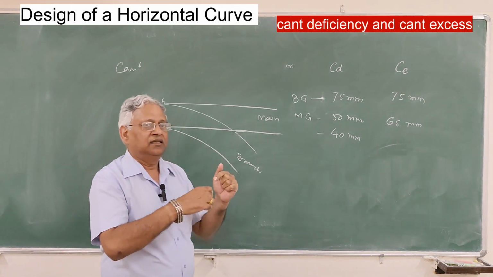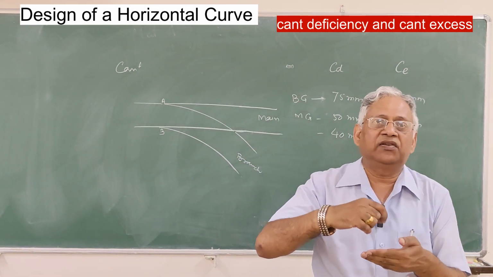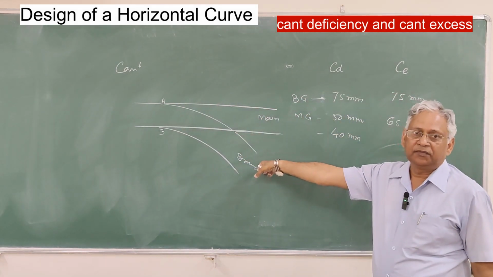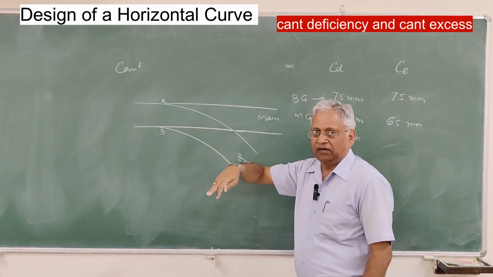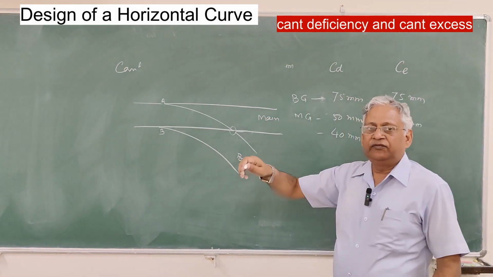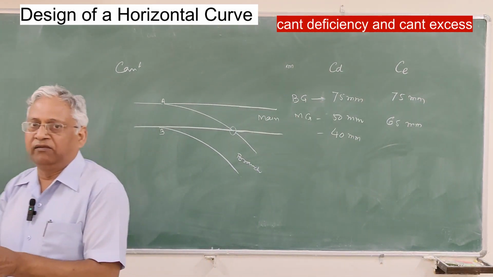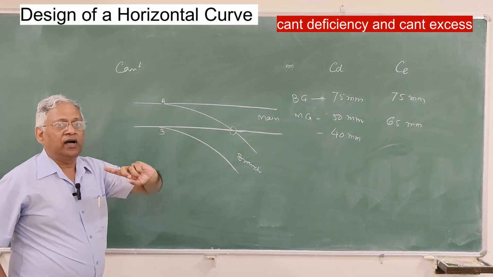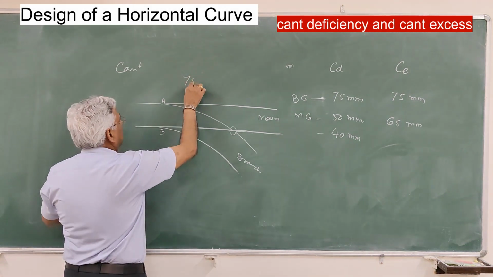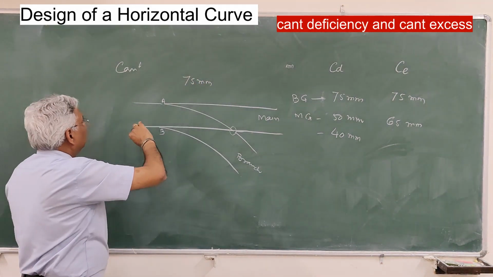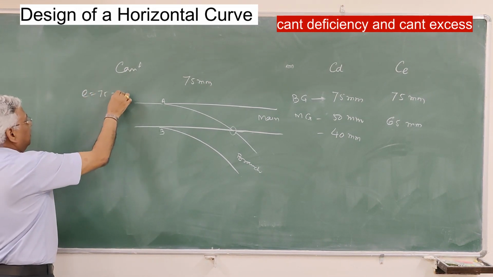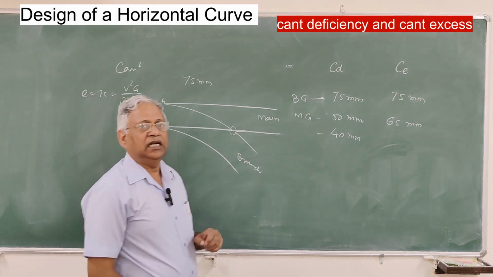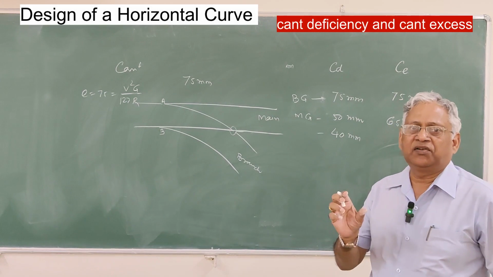Now in this case, the advantage of Cant deficiency is taken. So even if you do not provide any Cant on the branch line, if you keep these 2 points the same level, because there is a crossing here, if you keep the 2 rails on the same level, even then you can maintain a speed on the branch line which will require a Cant equal to 75 millimeter. That is Cant deficiency. So E will be 75 and you can calculate what should be the permissible limit on the branch line. That is the significance of Cant deficiency.